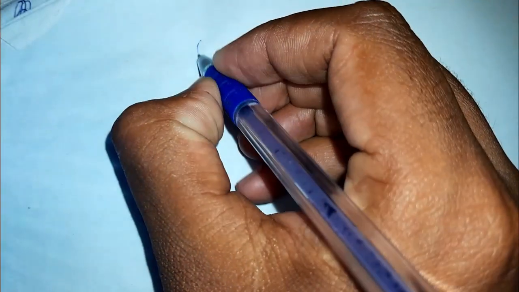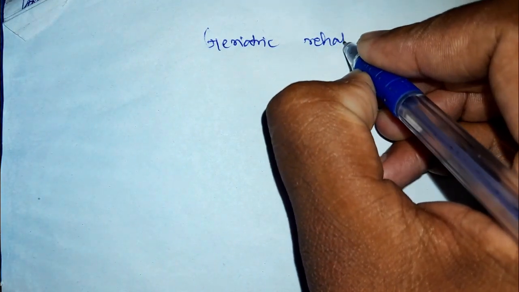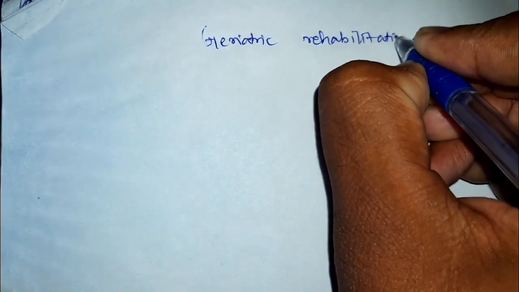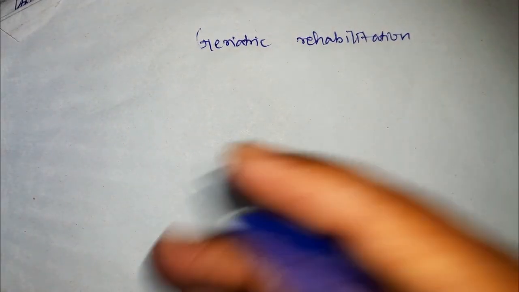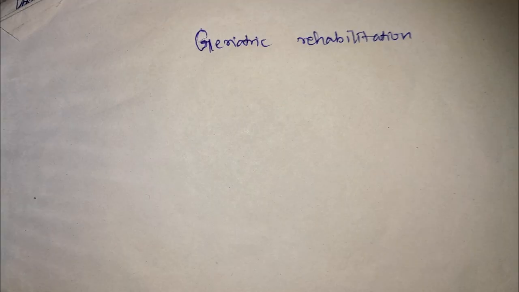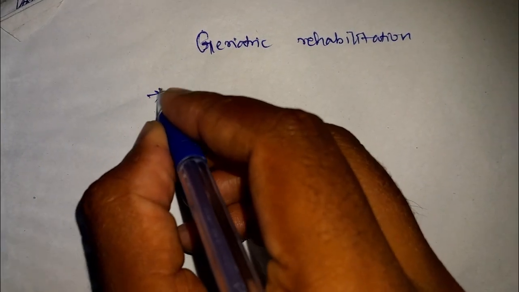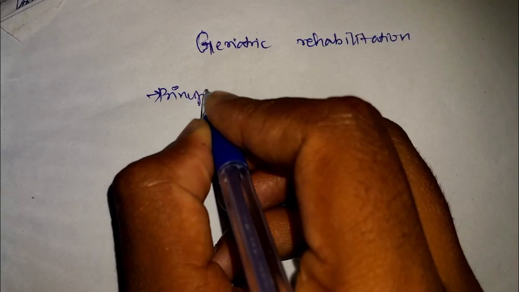Hello all, in our last video we discussed geriatric rehabilitation and some of the problems faced during aging. What are the changes? The nervous system changes and musculoskeletal changes during aging. These are all we discussed in our last video. In this video we are going to talk about the principles of geriatric rehabilitation.